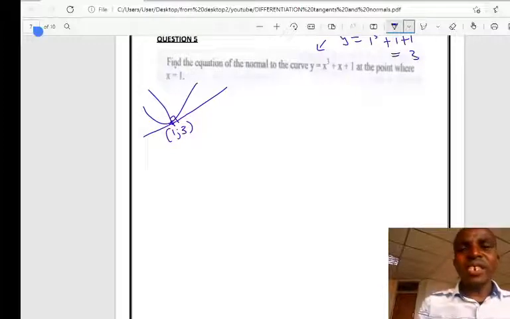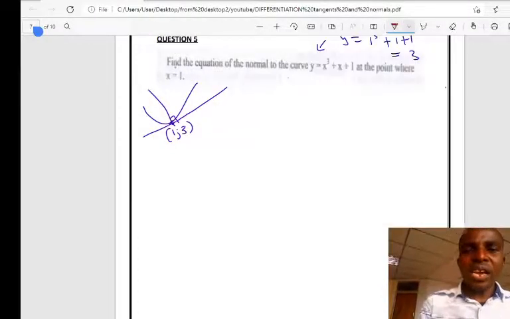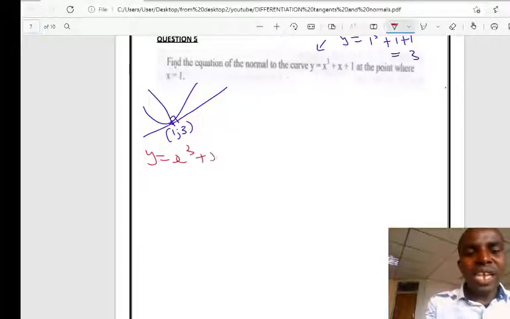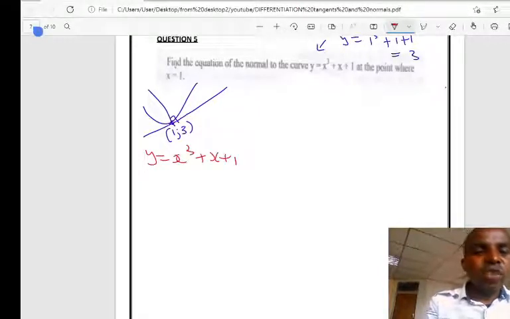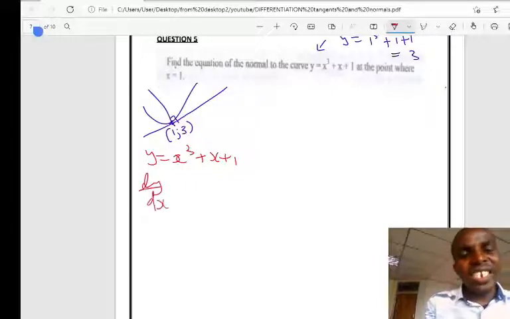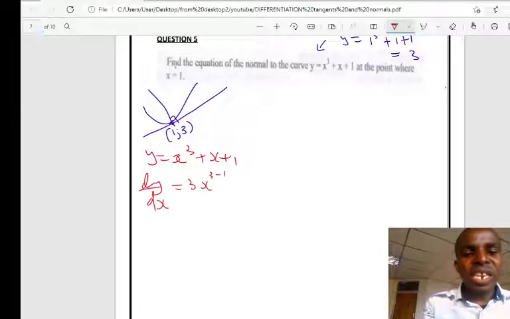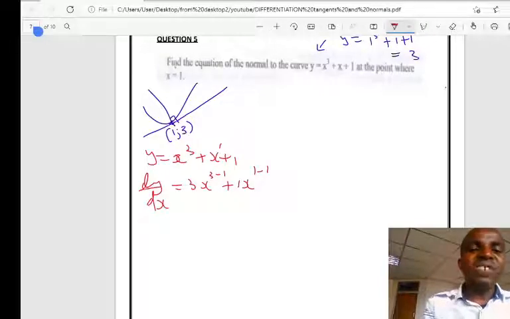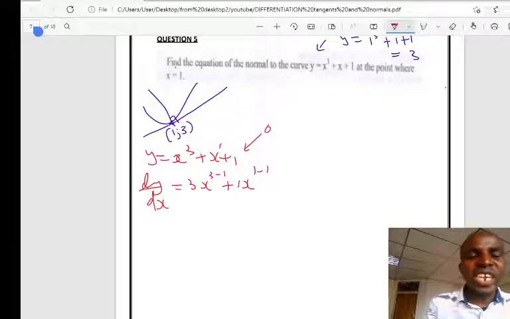Our equation, as you can see, let me rewrite it: y is equal to x cubed plus x plus 1. Then from this, let me find dy/dx. You bring down 3 here, x to the power 3 minus 1, plus, you bring down 1 here, x to the power 1 minus 1. Then differentiating the constant 1, you get 0, so you don't write anything.